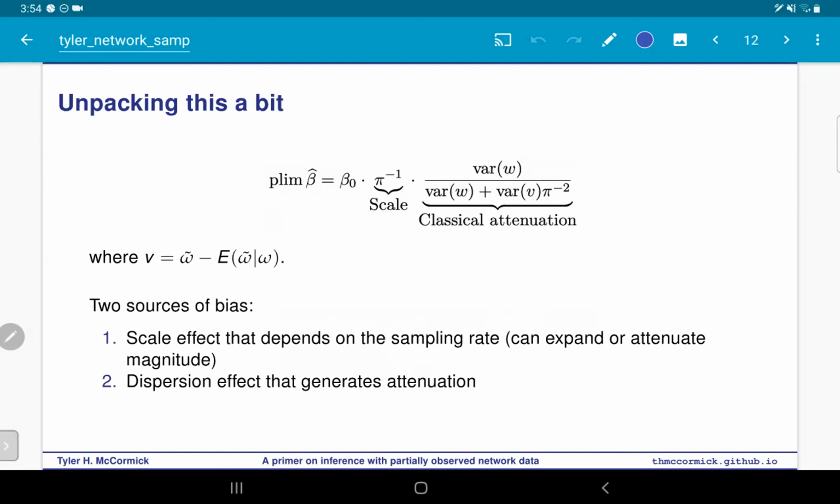Okay, and this is a recap of what I just said. There are two sources of bias: the scale effect that depends on the sampling rate, which can either expand or attenuate the magnitude of the coefficient, and then a dispersion effect that generates further classical attenuation.